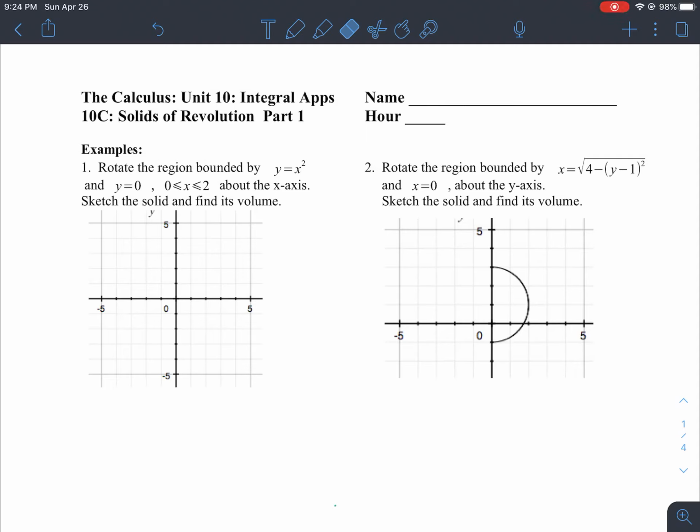What's going on? Okay, we are amping up the area idea. We're taking it to one new level, 3 dimensions. Watch this. Rotate the region bounded by y equals x squared. So that's just a parabola, over 1 up 1, over 2 up 4, back 1 up 1, back 2 up 4. That's your basic parabola.